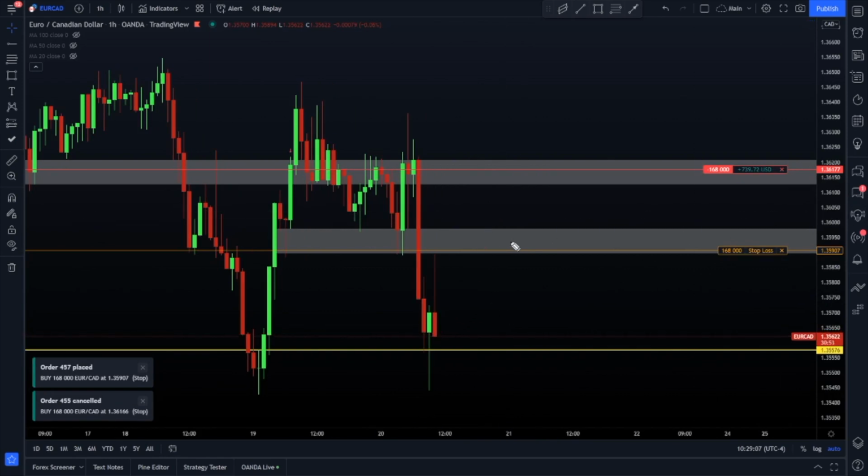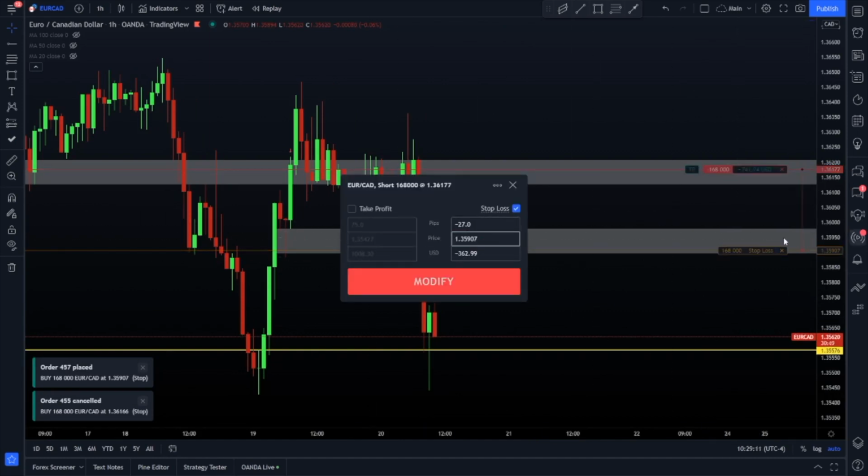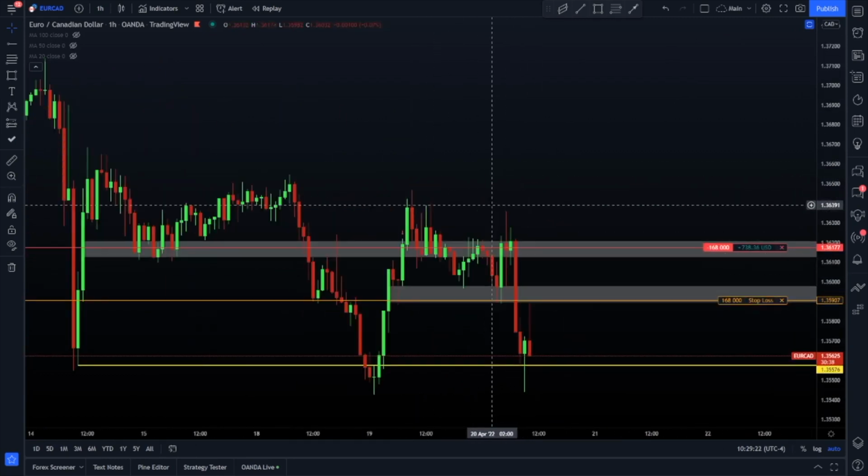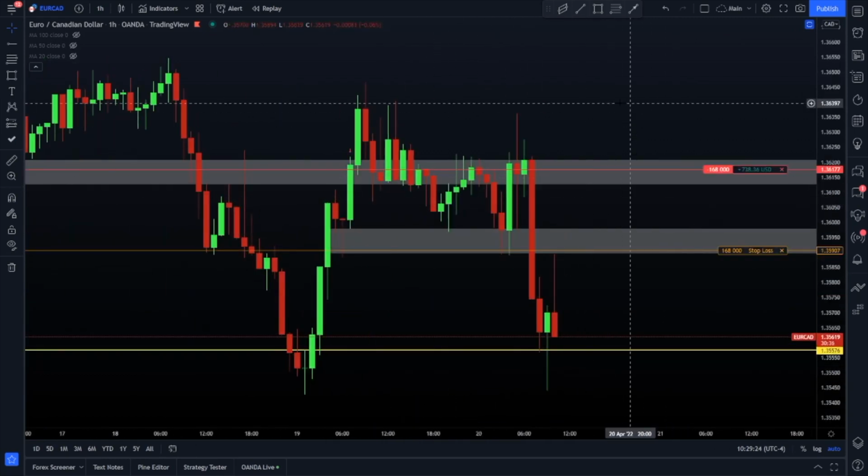Now, if it does, again, I'll just take my profits there. I think we locked in, let's double check what that was. Locked in $362.99. So that's not bad. Worst case scenario is I walk away with 360 bucks. That's a good scenario to me, especially considering we almost got stopped out on the initial phase of the trade.